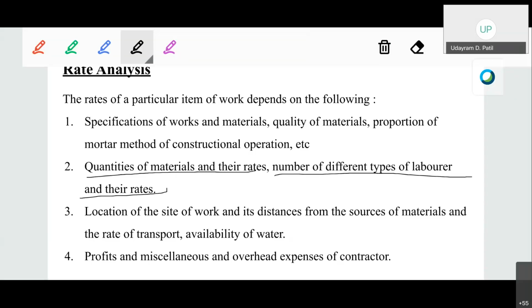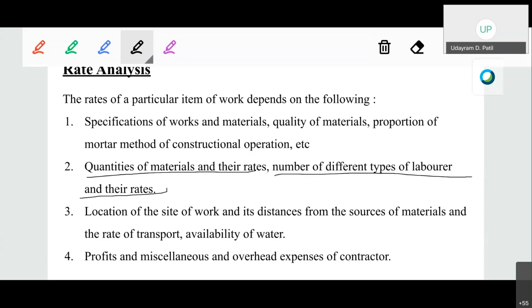Also, there are a number of types of labors required for the particular work. Okay, if we require more masons and fewer laborers, less mazdoor, the cost will be higher. Suppose we require 4 mazdoor and 4 masons, the cost will be higher than 6 mazdoor and 2 masons, because the rate of a mason is different and the rate of a mazdoor will be different. Okay, so depending upon the particular type of labor, the cost will be different.